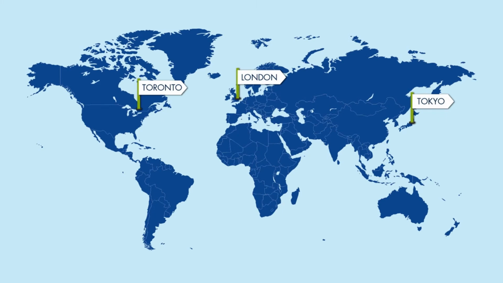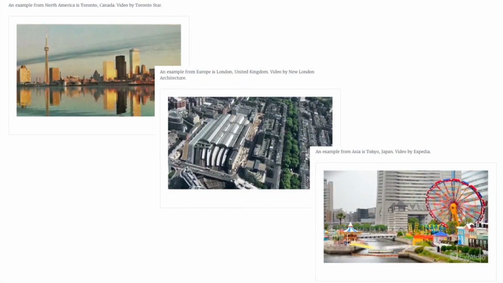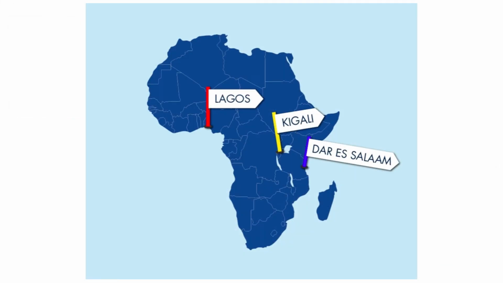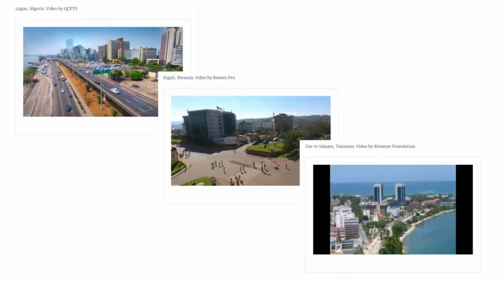And to give you context for urban infrastructure from real city examples, you'll get to see examples from global cities in Toronto, London, and Tokyo in the form of YouTube videos, and examples from African cities in Lagos, Kigali, and Dar es Salaam, again in the form of YouTube videos.